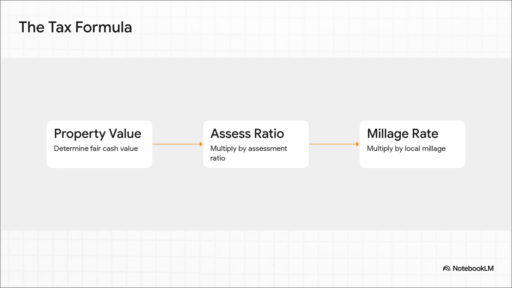Here are the 3 steps to that formula. Step 1, you determine the property value. Step 2, you multiply that value by the assessment ratio to get your assessed value. And step 3, you multiply that assessed value by the local millage rate. Value times ratio times millage. That's it. That's the whole equation that equals your tax bill. So let's look at who is actually in charge of each of these moving parts.